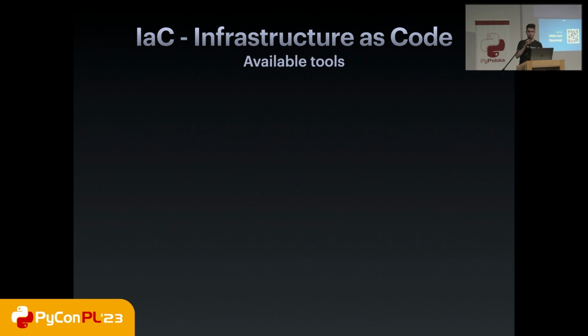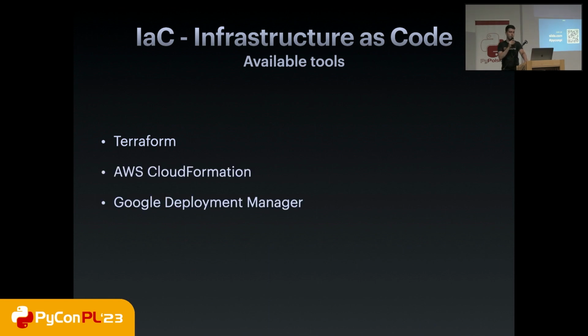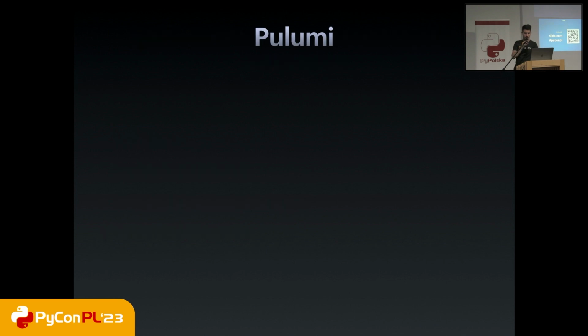So what kind of tools are available in the DevOps world when it comes to infrastructure as code? We've got things like Terraform, obviously probably the most popular, and cloud agnostic. We've got AWS CloudFormation, Google Deployment Manager, Azure ARM templates, and Ansible. But naturally, we also have Pulumi.